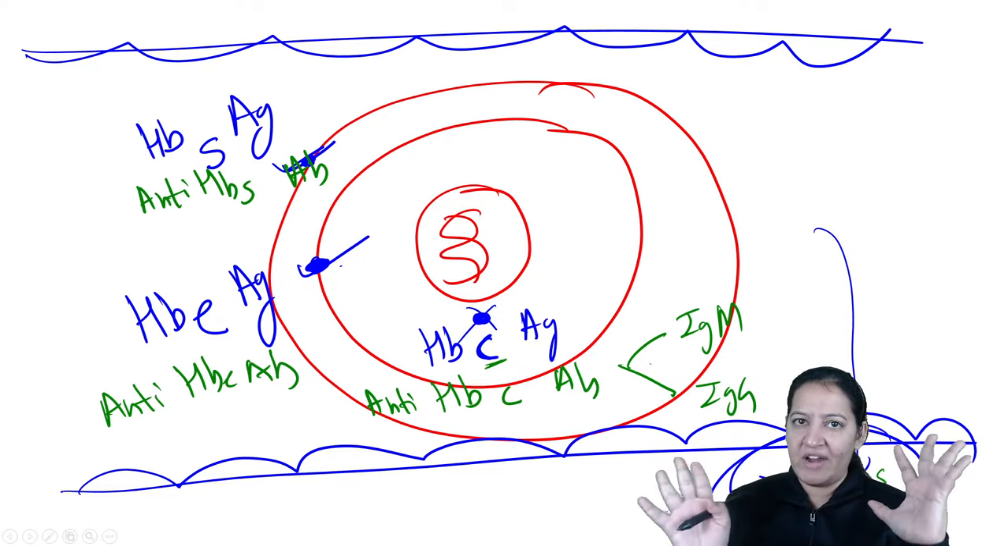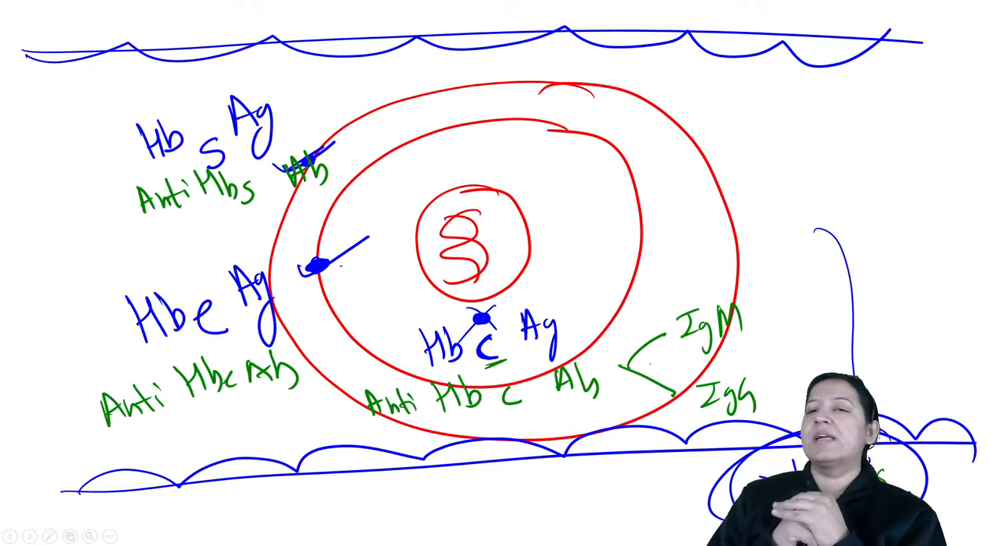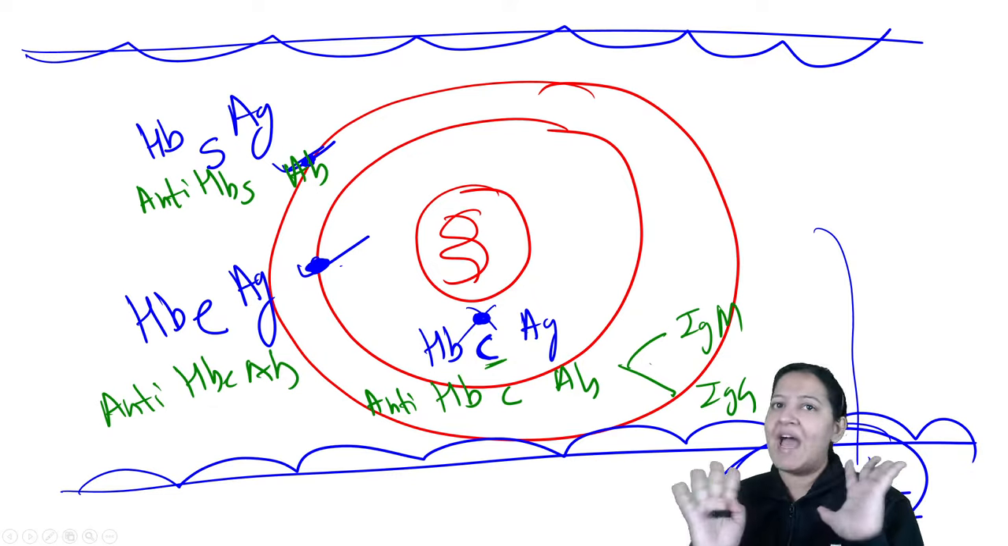So should I remove this diagram? Everyone, Nishi, Rehan, Arza, Khushbu, anyone else? Give me a thumbs up, everyone. So have you understood the antigen-antibody concept?